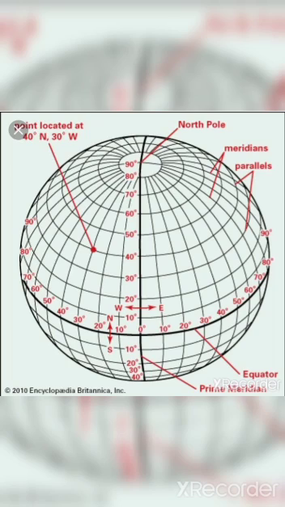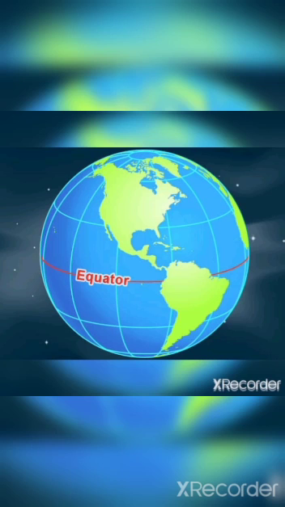Now coming to India's location, our country is located in the northern hemisphere. As we know, the equator divides the earth into two equal parts. To the north of the equator, it is known as the northern hemisphere, and to the south of the equator, it is known as the southern hemisphere. So, our country is located in the northern hemisphere.